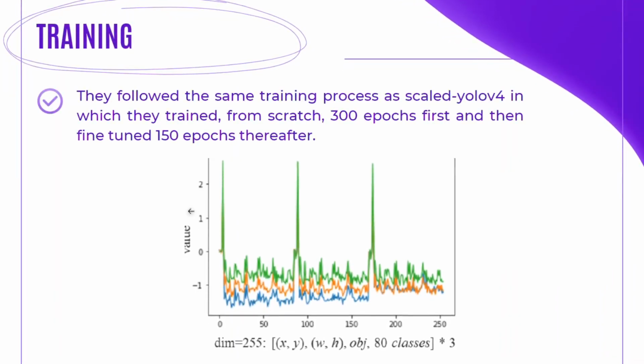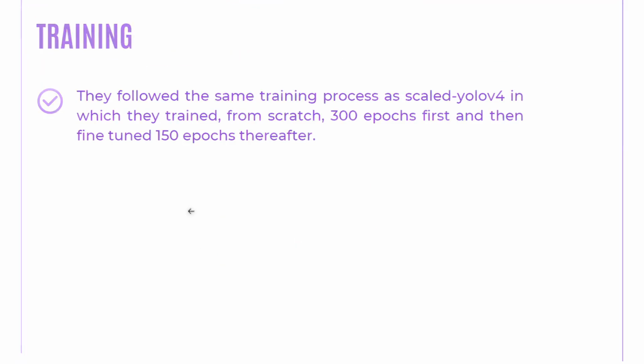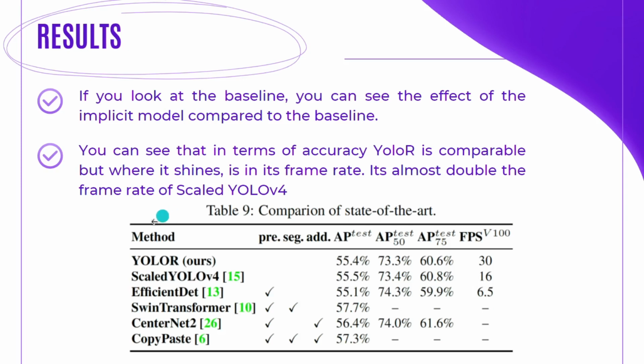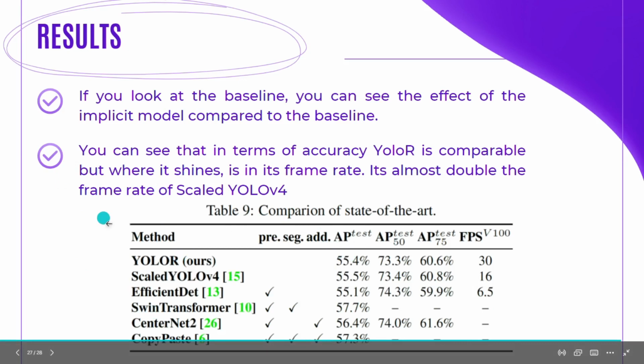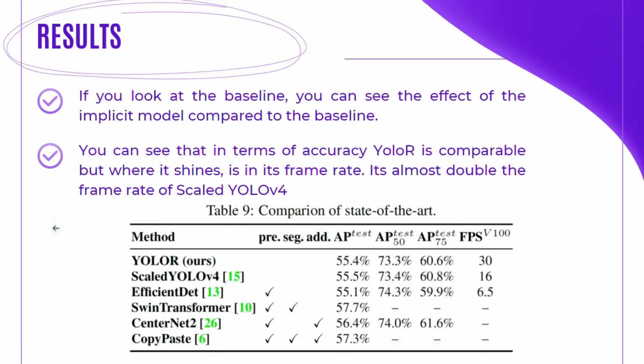So they followed the same training process as the scaled YOLO v4, in which they trained from scratch for 300 epochs first, and then fine-tuned the model for 150 epochs thereafter. Then finally, the results from the model can be shown in this table. If you look at the baseline, you can see the effect of the implicit model compared to the baseline. So this YOLO-R model, indicated under the bracket, is their model.